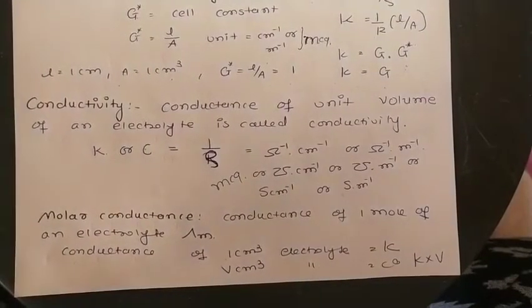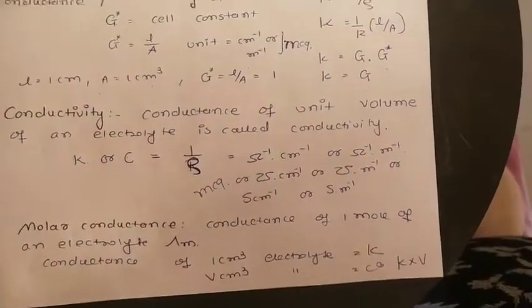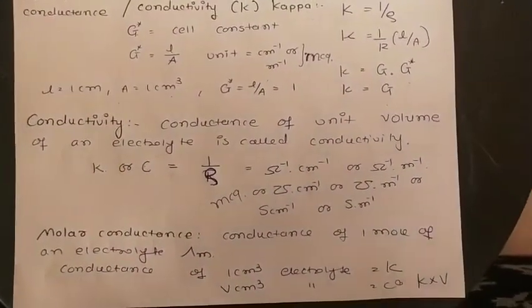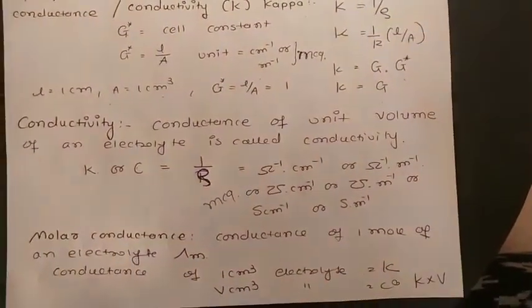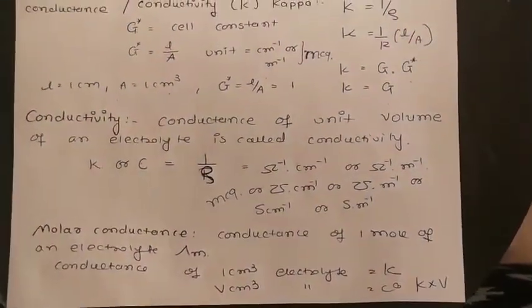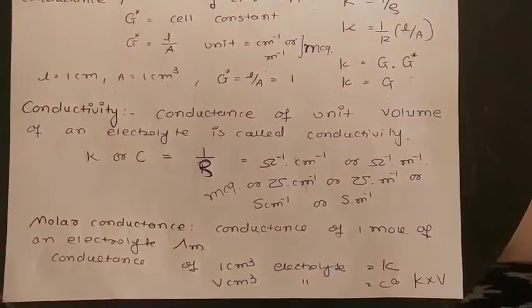Welcome to Electrochemistry Lecture 2. The next topic is molar conductance and equivalent conductance. First is molar conductance. Conductance of 1 mole of electrolyte can be represented by lambda m.